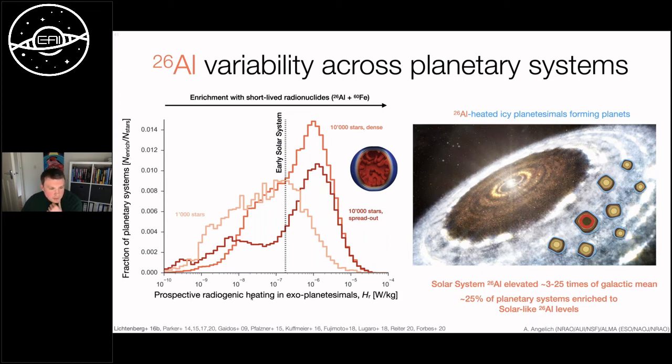And this is then the prospective radiogenic heating rate in extrasolar planetesimals relative to the solar system. The solar system is about here. These are different curves and different predictions for different star-forming regions, from low mass to very dense star clusters. The solar system itself is elevated about 3 to 25 times that of the galactic mean because of uncertainties in how this is measured. And I'd say observationally, in a few papers, you see this number on the order of 25%. Could be as low as maybe 10%, could be as high as 50%, something on that order.